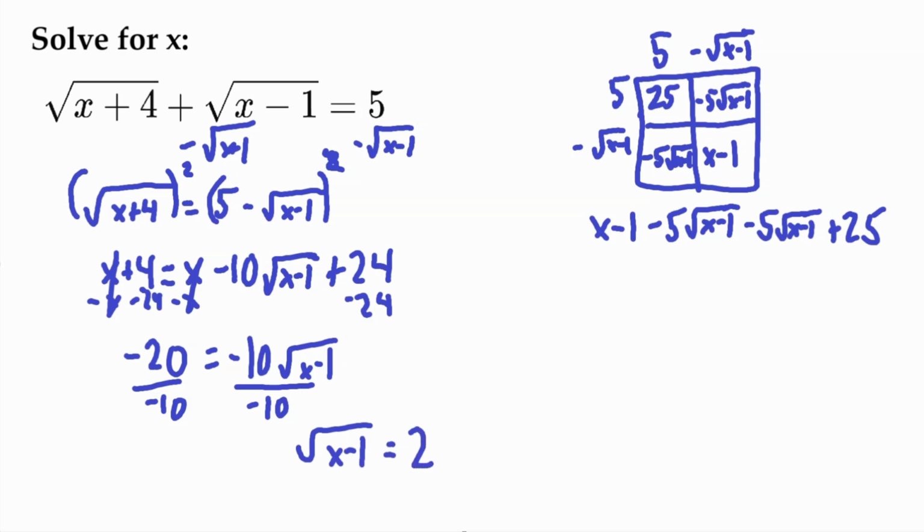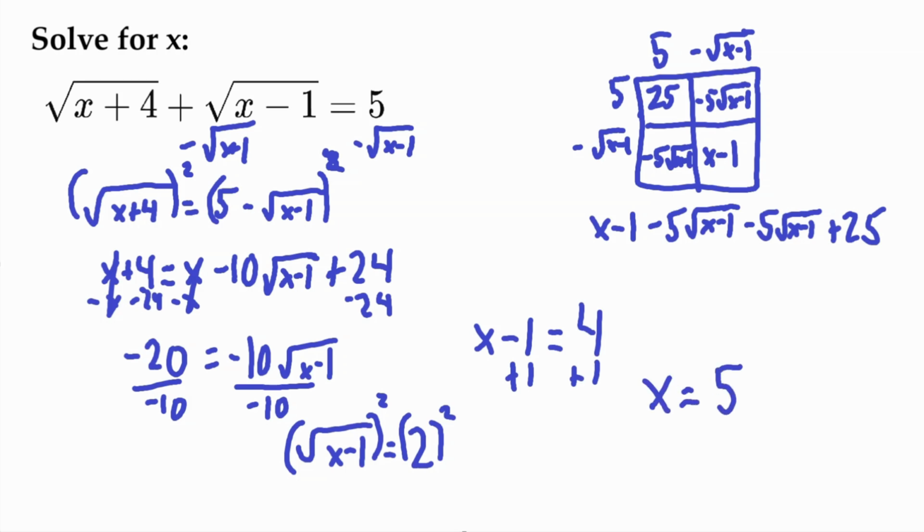So we are actually almost there already. So now let's just get rid of this square root, which we already know how to do, right? We square both sides, so we get that x minus 1 is equal to 4. So then we just simply add 1, and we get that our x is equal to 5.